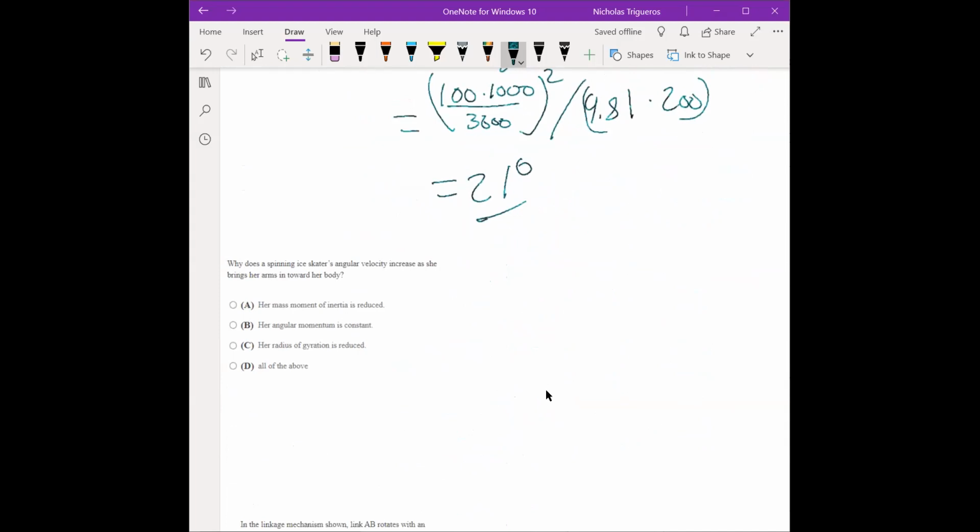All right, so we go on to the next one. Why does a spinning ice skater's angular velocity increase as she brings her arms closer to her body? Is it because her mass moment of inertia is reduced, the angular momentum is constant, or her radius of gyration is reduced? Or all of the above?